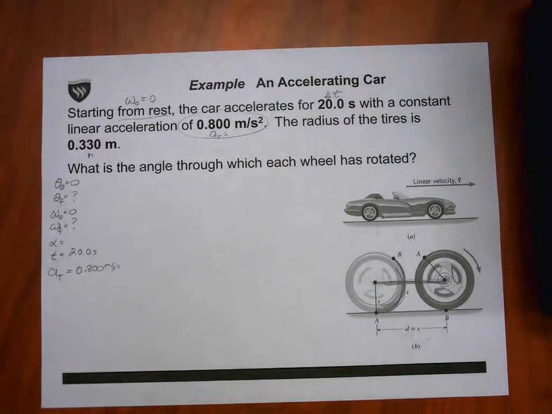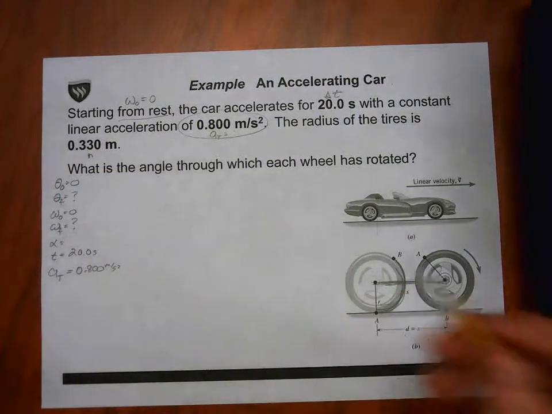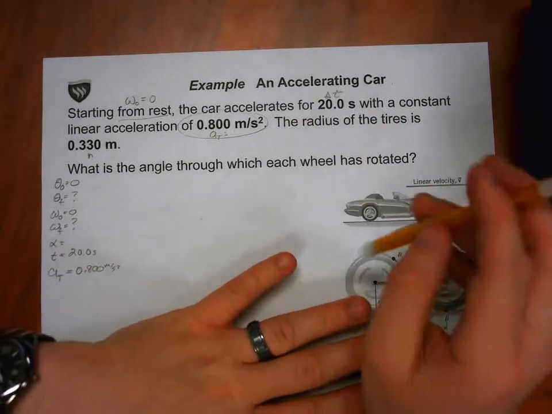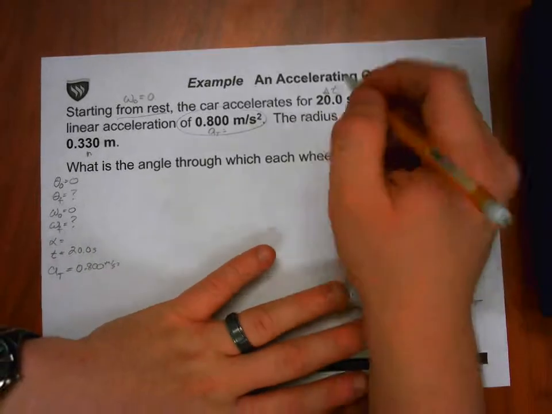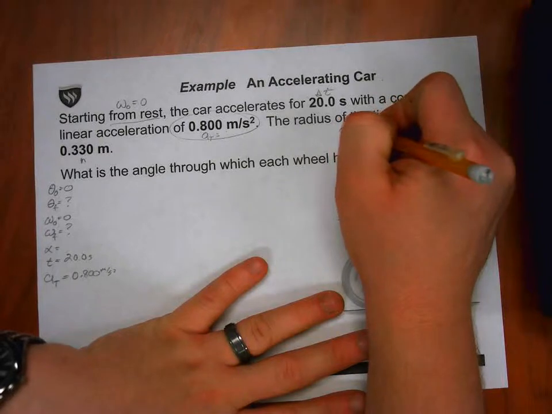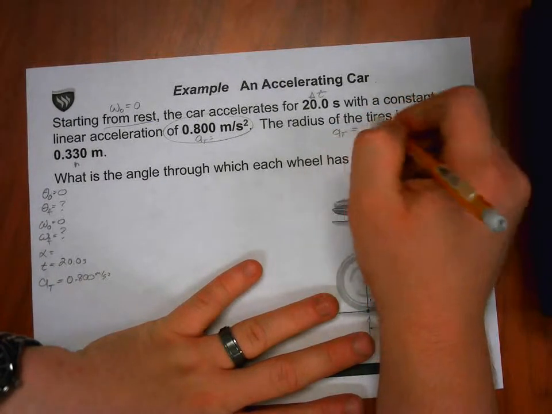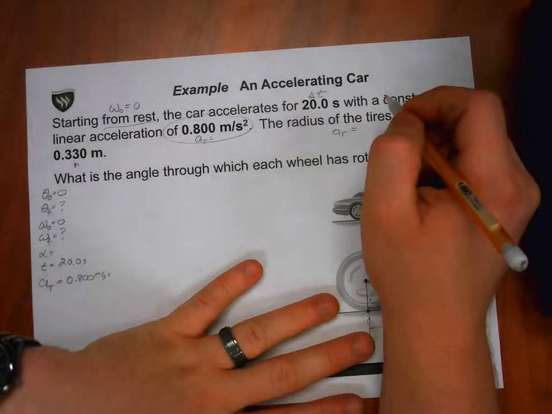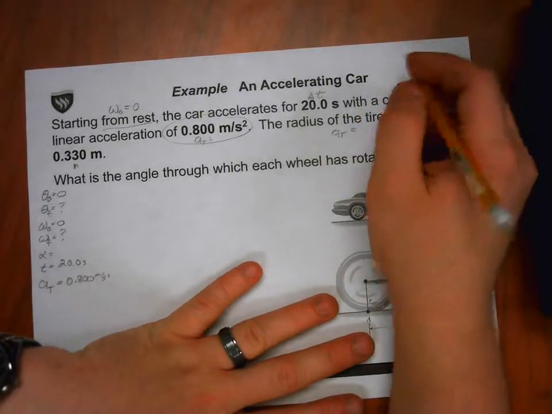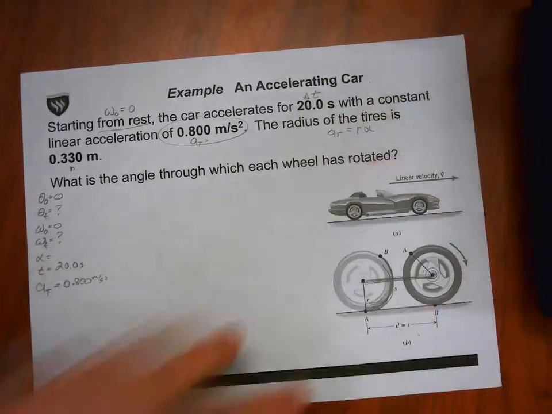So how do we relate these variables? Well, the translational and the rotational variables. So do you remember how the translational acceleration, or I should say transverse or linear acceleration, let's put it that way, is equal to r omega?